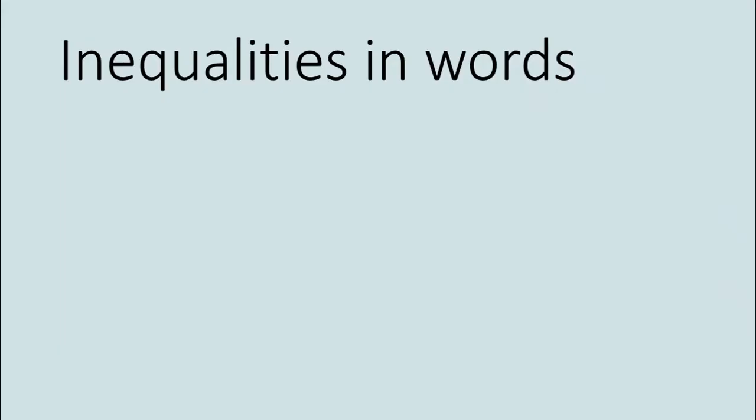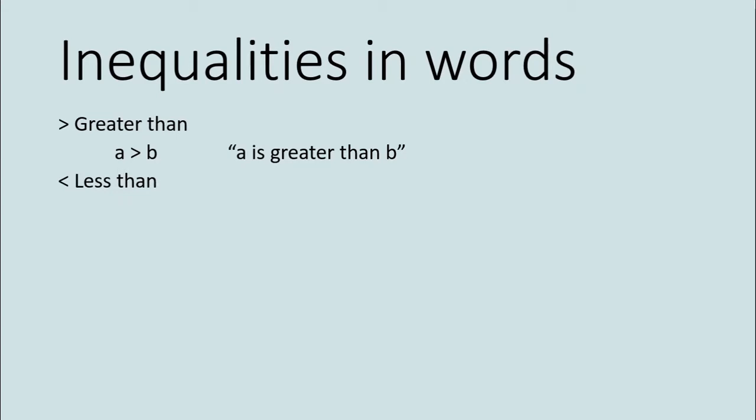Let's have a look at our inequality signs and write them down in words. This symbol here means greater than, because when we read a number sentence together with this symbol, we say that the first value is on the bigger side of the symbol, so A is greater than B. This symbol here means less than, because when we read this in a sentence, we would say that C is on the smaller side, so C is less than D.